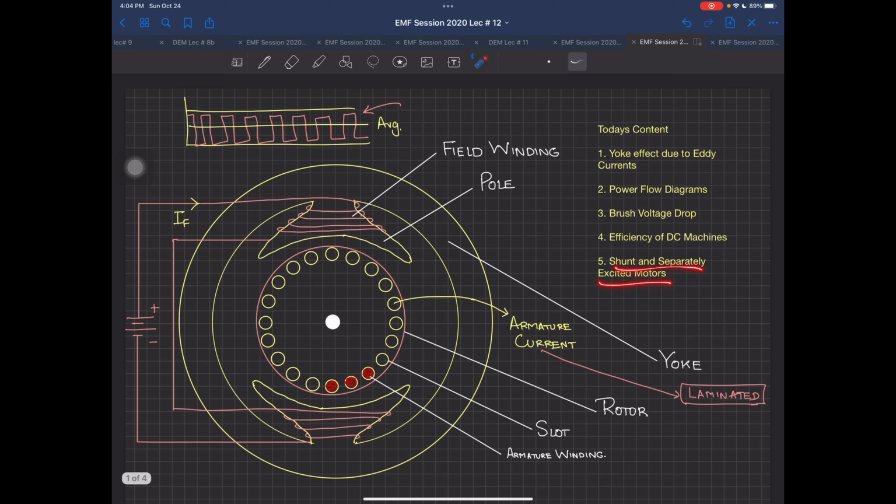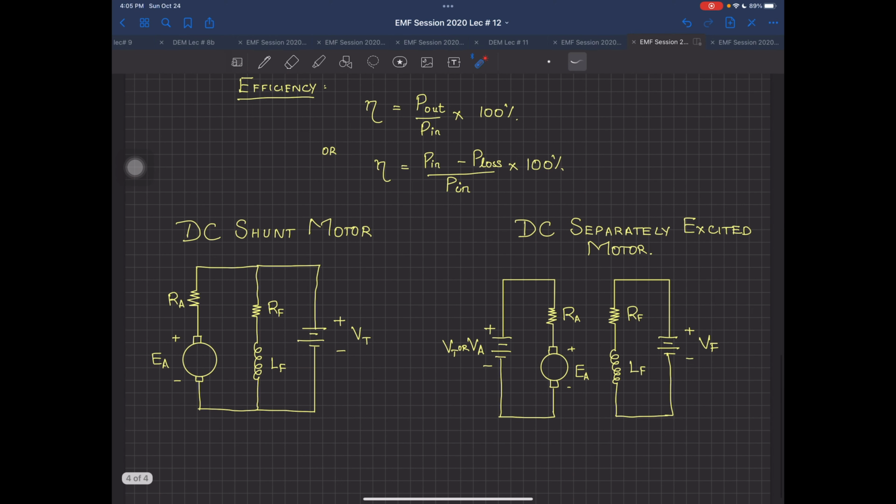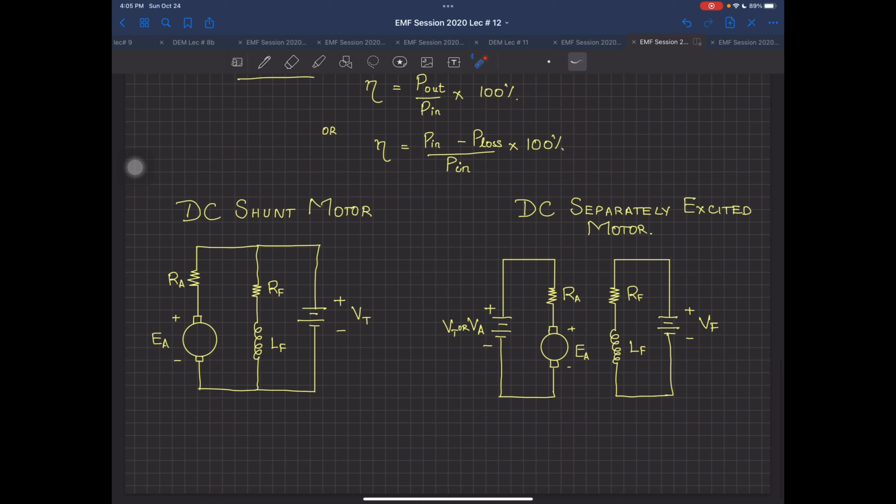Last topic for today is the shunt and separately excited motors. And coming on to that one, you have been doing this one in your lab. Now, if you see very closely, these two machines are almost the same as each other. How same? The only difference is that in the shunt motor, you have to apply a common supply, but in the separately excited motor you have to supply two supplies.